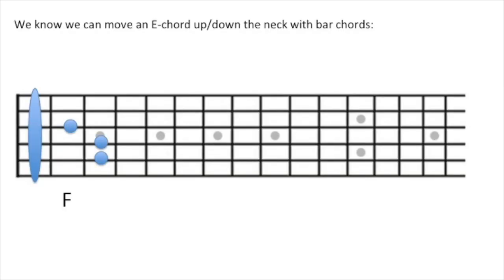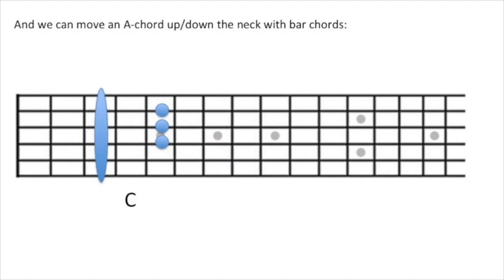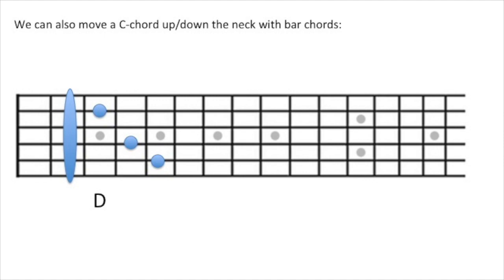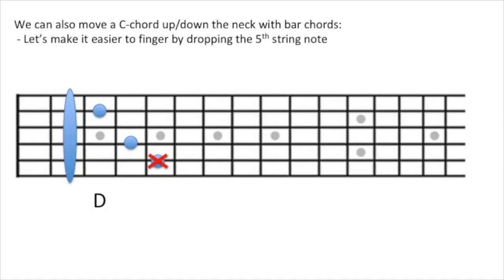Many people are still confused about the CAGED system. Let's see if we can make this simpler to understand. We know we can move an E chord up and down the neck with bar chords. And we're already familiar with moving the A chord up and down the neck. We can also move the C chord up and down the neck with bar chords. Let's make this C chord shape easier by dropping the 5th string note.